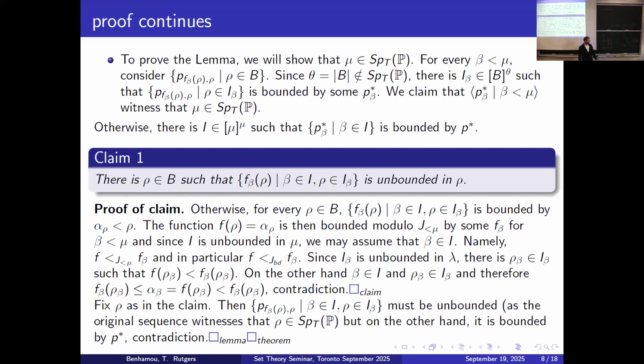Okay, so is it clear what I'm trying to prove and why the claim finishes the theorem? Okay, so again, we assume otherwise. So assume that each one of these sets, for each rho in B, is bounded. So there is some bound alpha rho below rho. This describes a function defined on B, right?